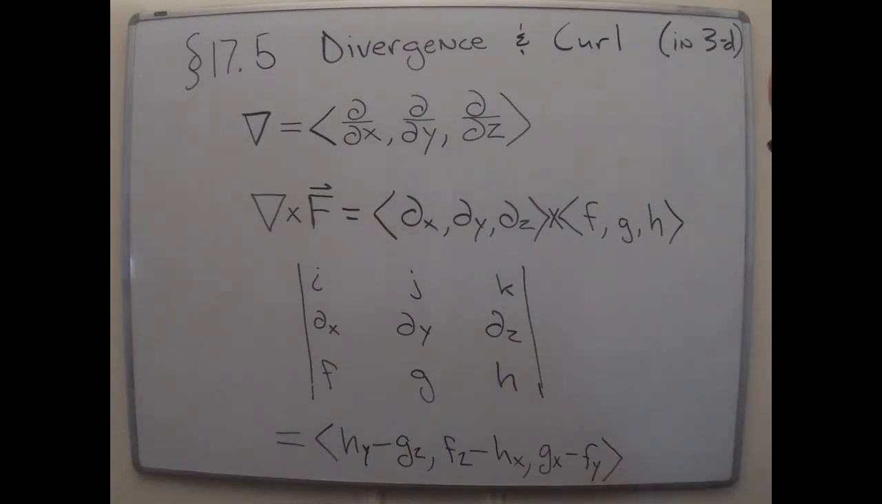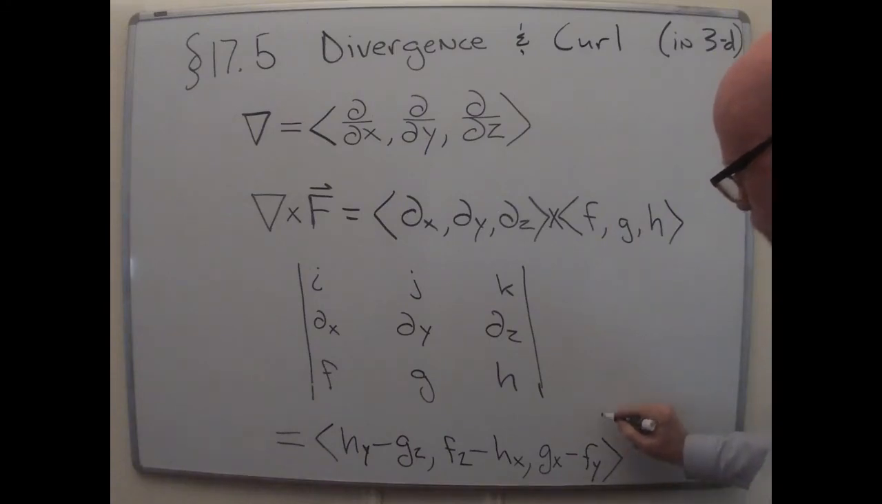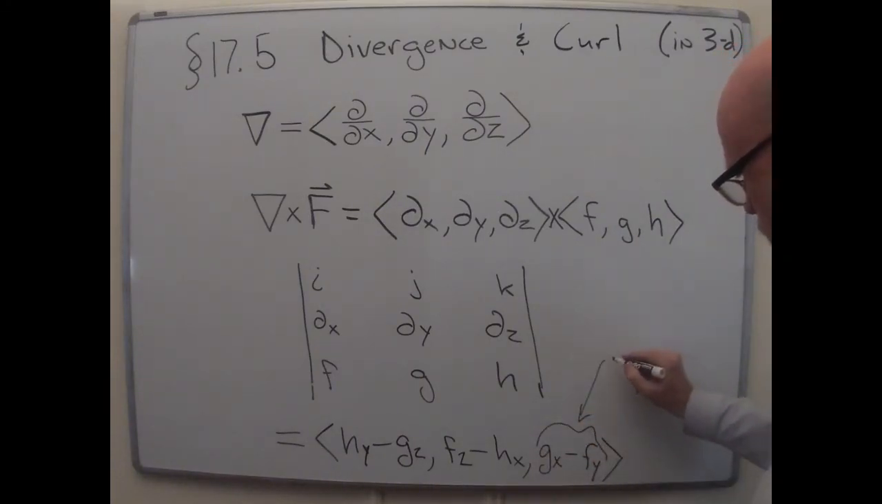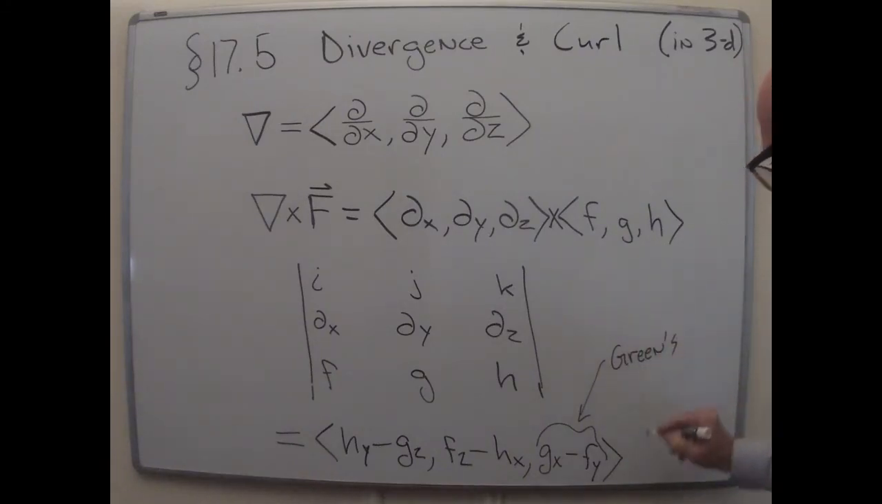And you should notice, and I think I actually did already point this out, this piece right here on the end, that's the Green's theorem thing. It's the k component of what this thing is called, the curl of the vector.